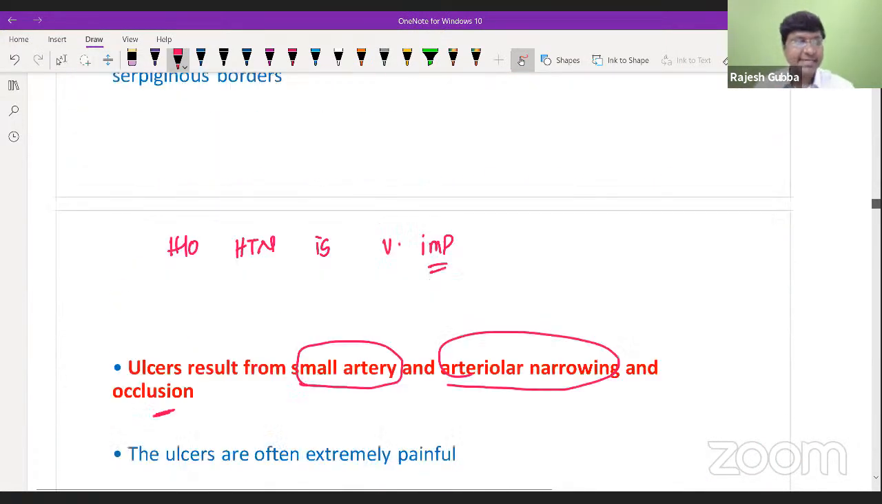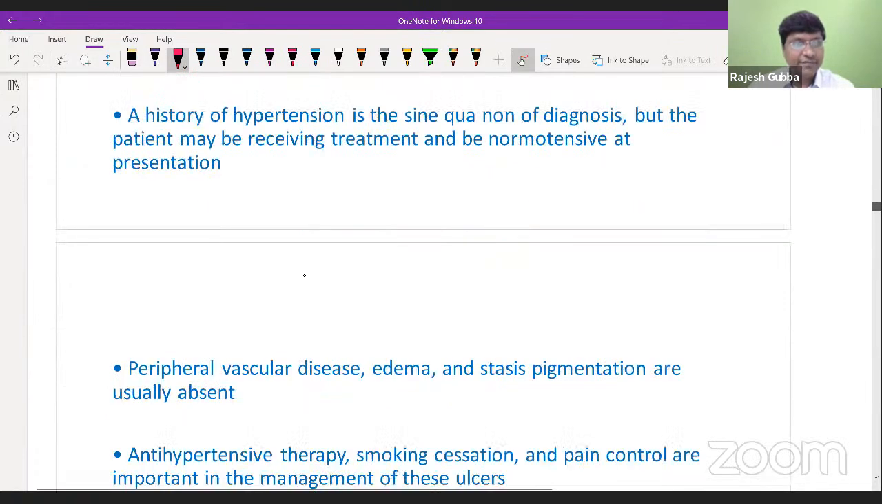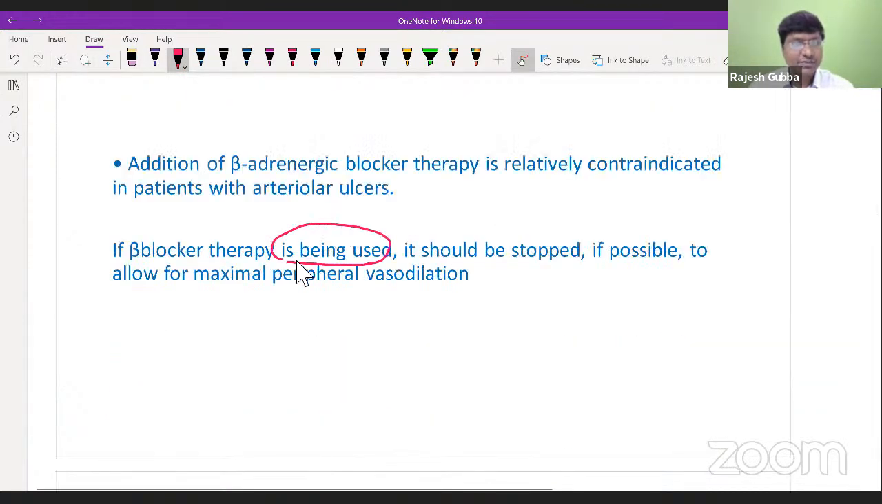So the reason is that if beta blockers are being used in this patient, they should be completely stopped if possible to allow maximum peripheral vasodilatation. If you give beta blocker therapy, that will not allow maximum peripheral vasodilatation. So that is the reason why the beta blocker should be stopped in these patients.